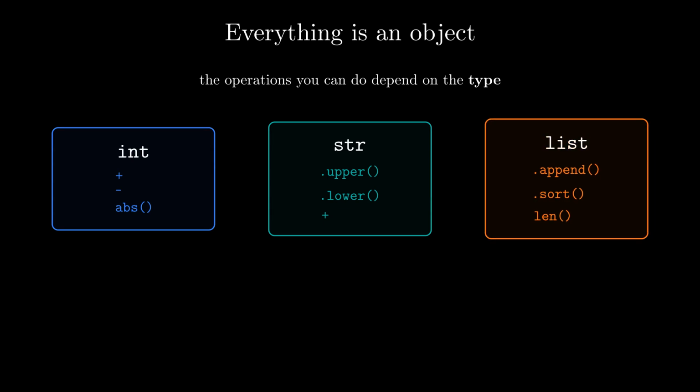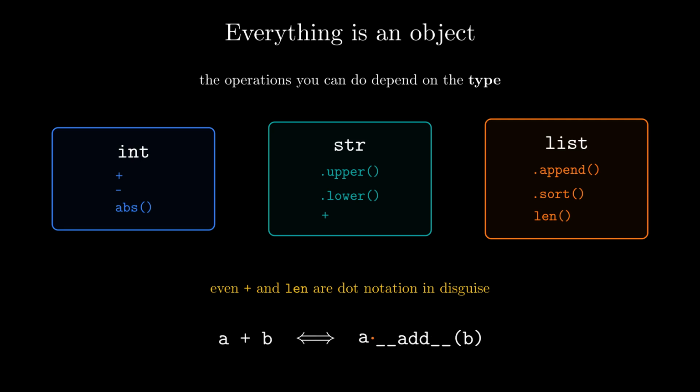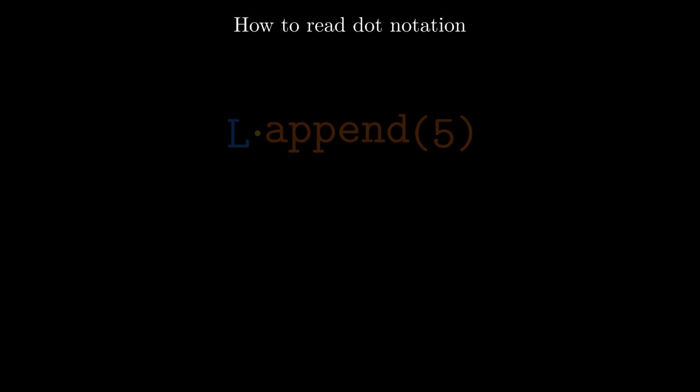The available behaviors depend on the type of the object, and at its core, essentially everything in Python can be written using dot notation. Familiar shorthands, like the plus operator or the length function, are really just convenient disguises for operations that could be written with a dot. So how do we read dot notation?